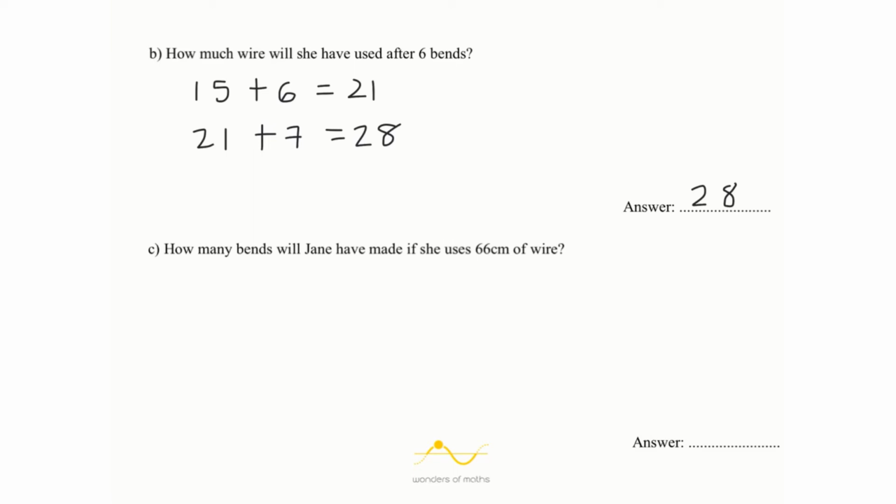The last part of this question asks us how many bends Jane has made if she's used 66 centimeters of wire. This question is slightly different, and we need to make sure that we count carefully. What we need to do is use the pattern we identified in the last part to keep counting how many centimeters of wire were used after each bend. Using this, we add 8 onto 28 to get an answer of 36. Let's continue using this method until we reach 66 centimeters.